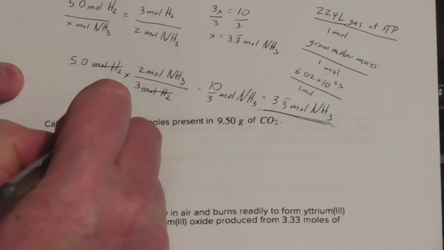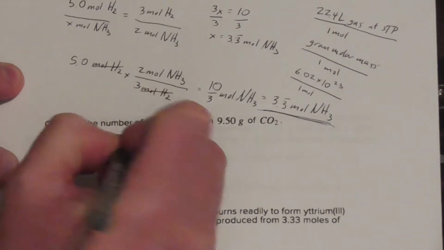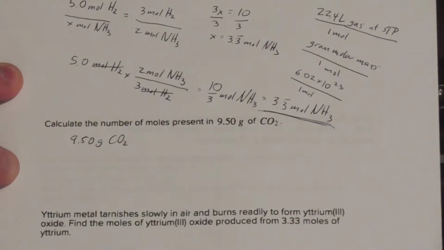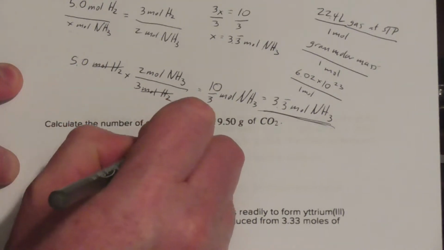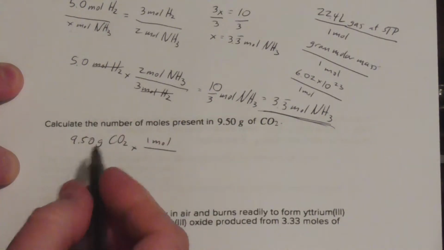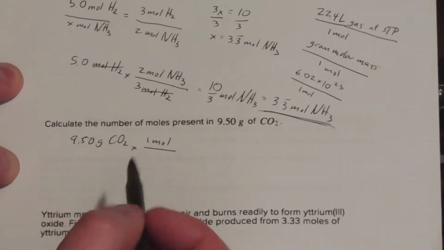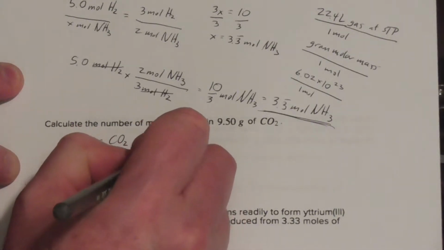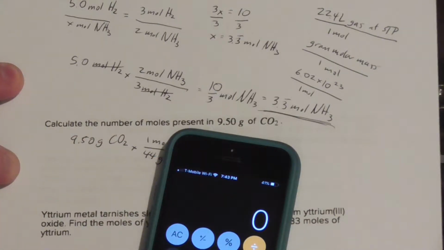Calculate the number of moles present in 9.5 grams of CO2. So, first thing I do, 9.50 grams of CO2. Saying find the number of moles. So, it's the inverse of what I've done before. I have 1 mole over the gram molar mass of carbon dioxide. That's 12. 2 oxygens is 32. 12 plus 32 is 44 grams.